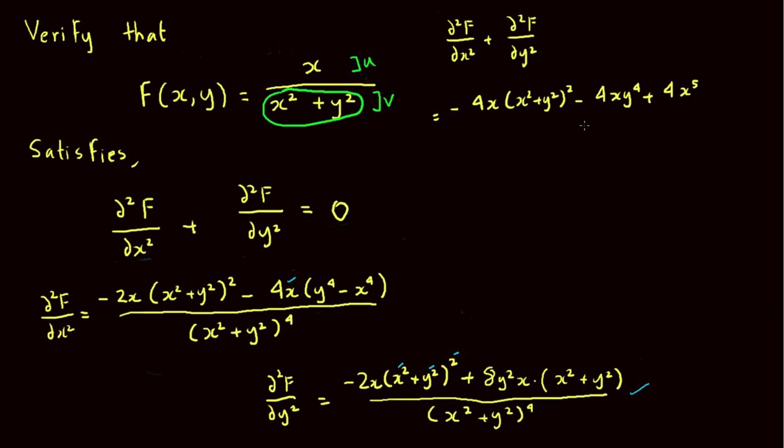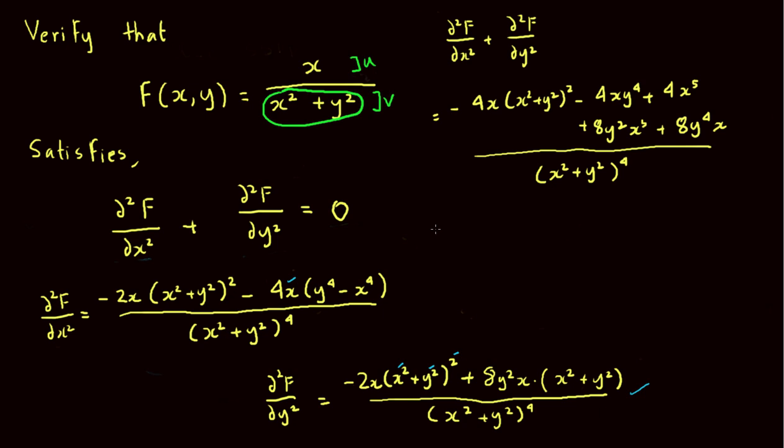Okay. Plus 8y squared x to the power of 3, plus 8y to the power of 4 x. Okay. And we have here (x squared plus y squared) to the power of 4. Okay, interesting.